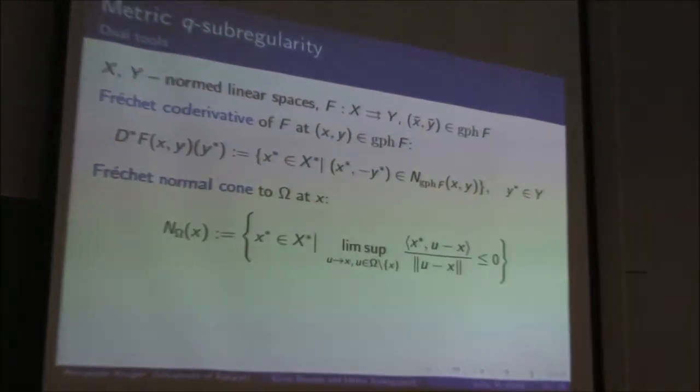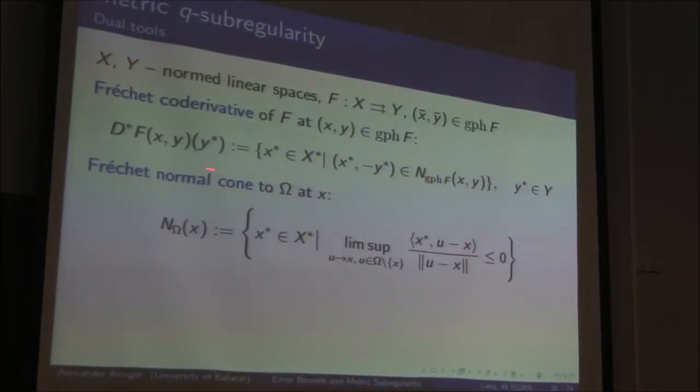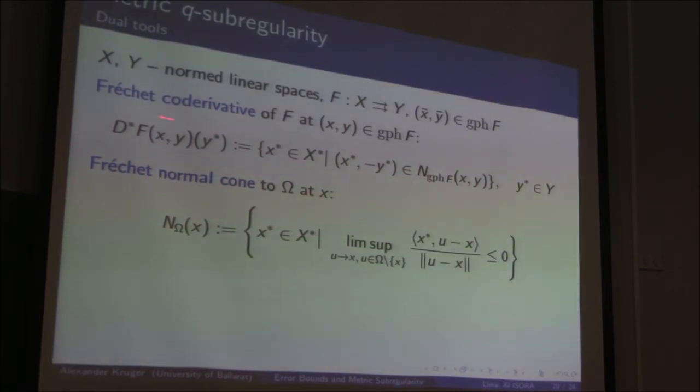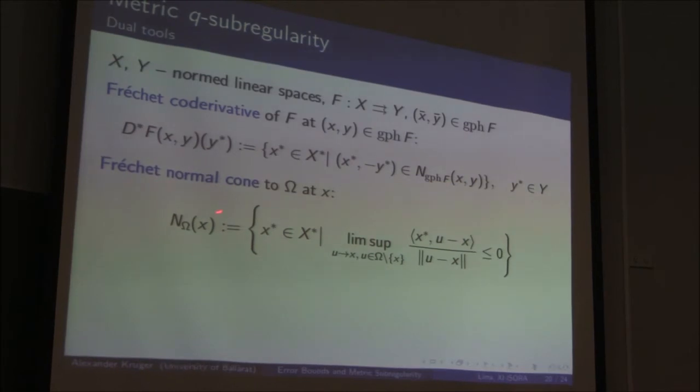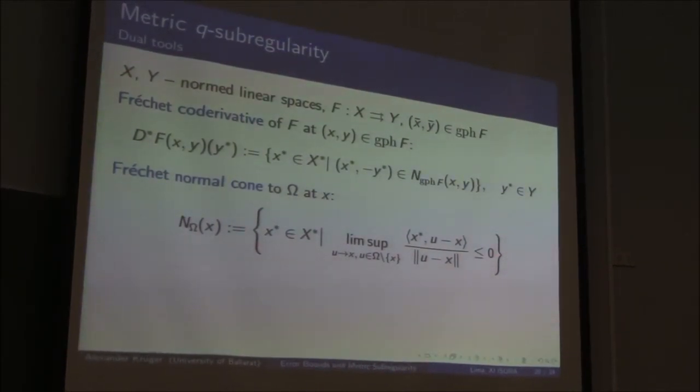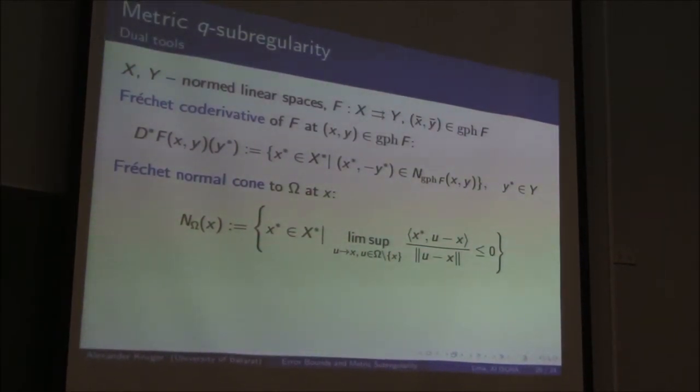The dual criteria can be formulated in terms of co-derivatives. The co-derivative is defined using the Fréchet normal cone. This is a reminder of the definition. And one more tool is needed, the so-called duality mapping. Given v in the original space, not 0, this is a set of all unit elements from the sphere such that this equality holds.